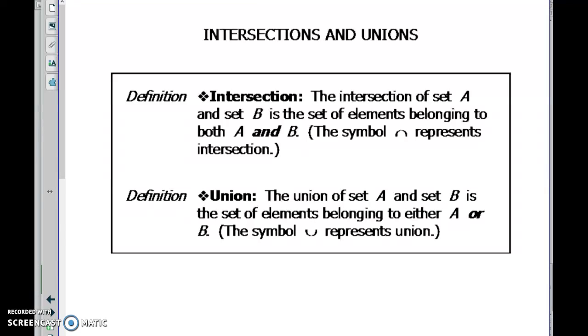To begin today, please turn to page 6 of your class notes packet. At the top there, you'll see the definitions of intersection and union. Today, we're going to be talking about sets.